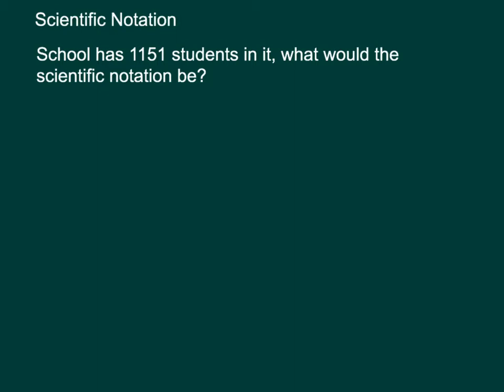Okay, so in this video we're going to be looking at scientific notation. A school has 1,151 students in it. What would the scientific notation of this number be? What we need to do is move the decimal place to represent the number as a number between 1 and 10, then multiplied by however many factors of 10 we need.